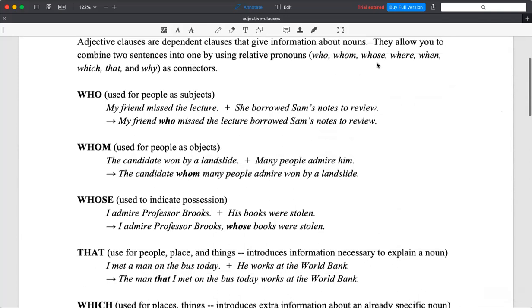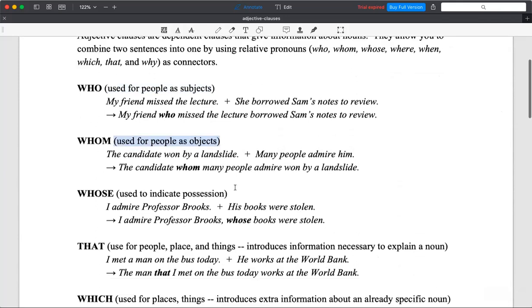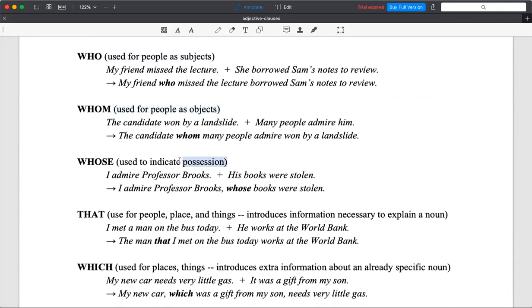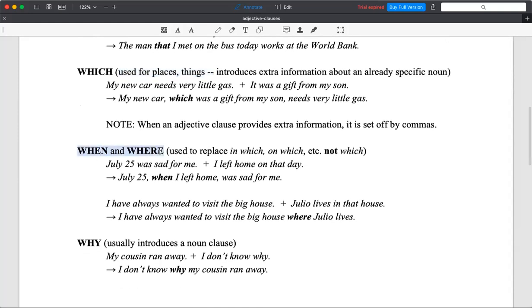Just a quick recap. We use "who" in the subject case, and we use "whom" in the object case. "Whose" is the possession, defining the possession. "That" is used for people, things, and places. "Which" is used for places and things. "Where" and "when" are for the place and the time, and "why" is defining the reason.